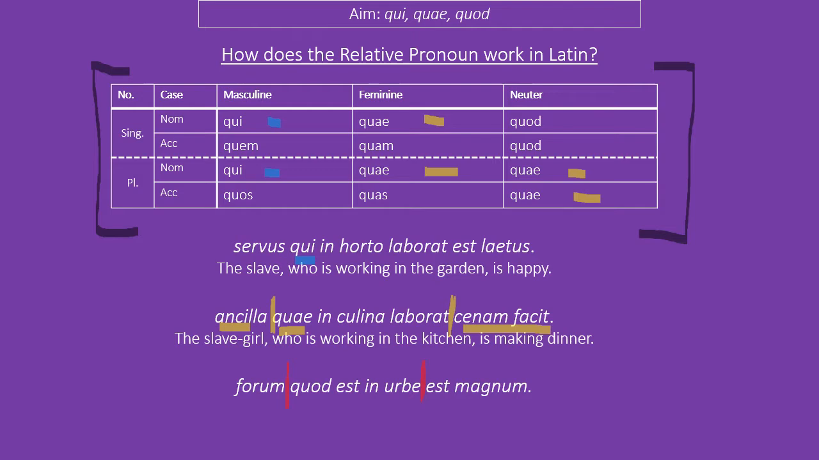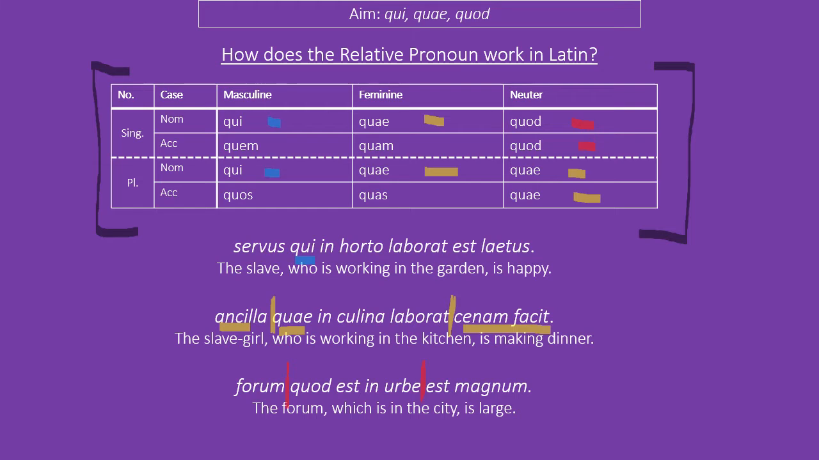So if we're looking at the sentence, we have forum quod. Well, where does quod come up? Quod comes up twice, nominative and accusative, both of them neuter. It's a thing, we're just going to put which. Nice. The forum, which est in urbe, is in the city, est magnum is big. Again, very simple. The forum which is in the city is big. So we can see that the English commas and the breaks in Latin make sense.